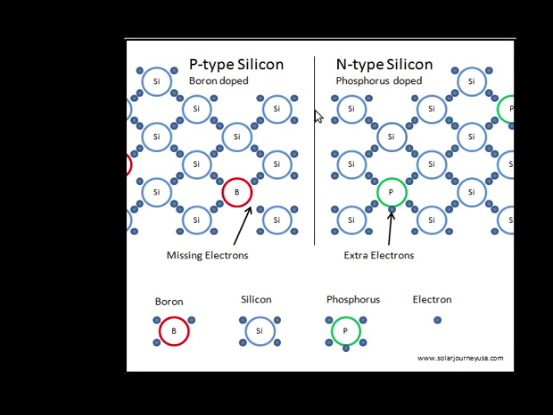And then there's also N-type silicon. So for example, you could dope the silicon crystal with phosphorus, which has 5 valence electrons. So now there's an extra electron. And this electron can move, and so that would be a negative charge carrier that's moving. So this is N-type silicon.